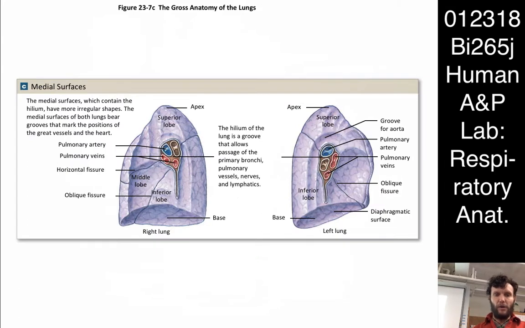All right, so now we're going to look at the medial surface of the lung, and this is where that word hilum says Hilum on here. I've always said hilum. Maybe I'm misremembering that.